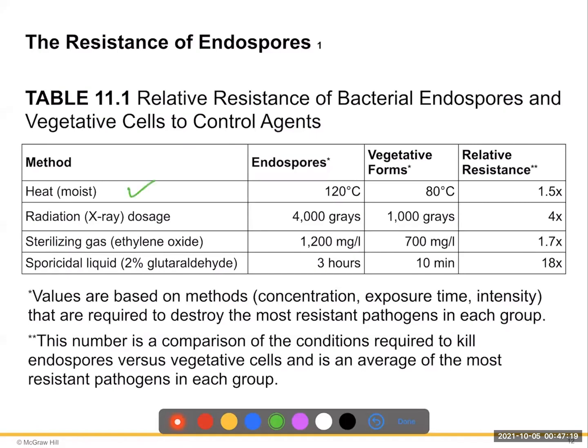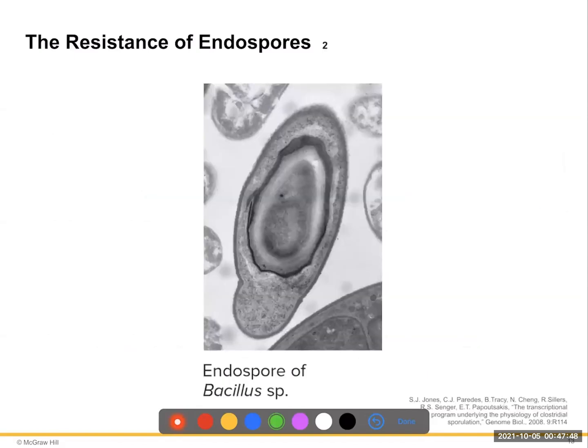So heat kills endospores at 120 degrees, and kills vegetative forms at 80 degrees. Relative resistance is 1.5 times that. Radiation, sterilization gases, and sporicidal liquids. Okay. Different times, different rates for what it takes. To kill endospores takes 3 hours with sporicidal liquids, versus 10 minutes for the vegetative forms on your skin. This is an endospore. Here's the cell, and it's encased in this thick coating, where it kind of hibernates.